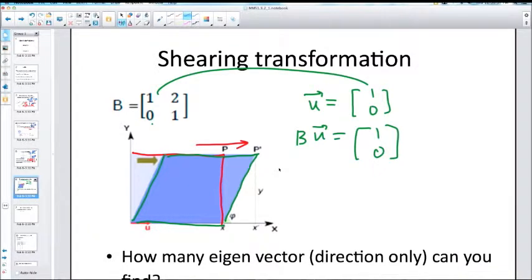But can you find another one, not parallel to this horizontal direction? You can try. Let's find any other vector. If it's like this, when you do the shearing, it will move like that. Can you see it? If we give another vector and do the shearing, it will move. They all change direction. So the conclusion is, in this transformation, you can only find one eigenvector. If you find more, they're all horizontal, parallel to this direction.